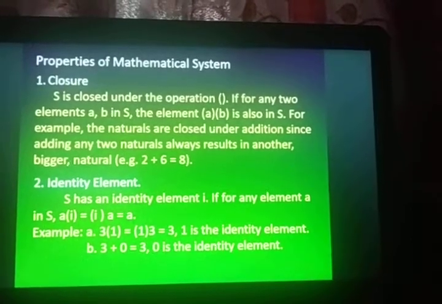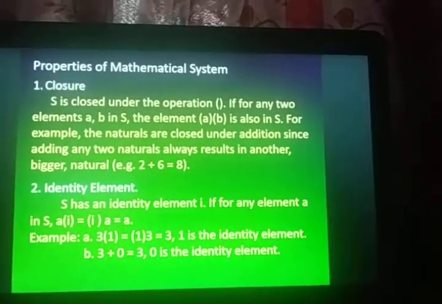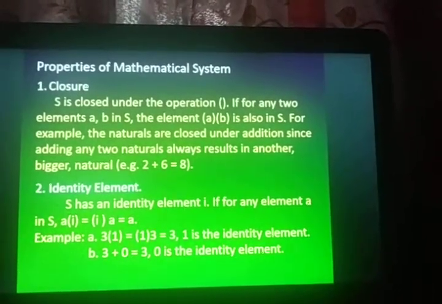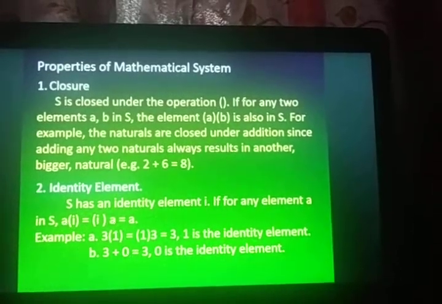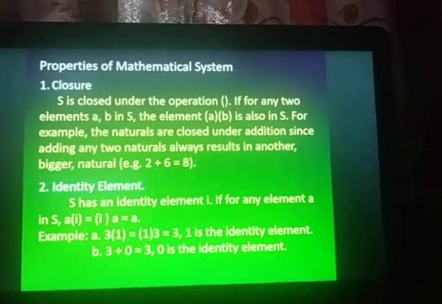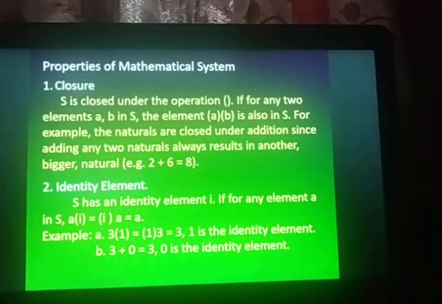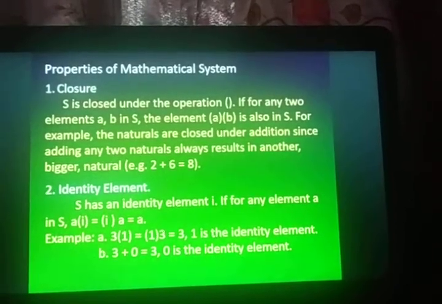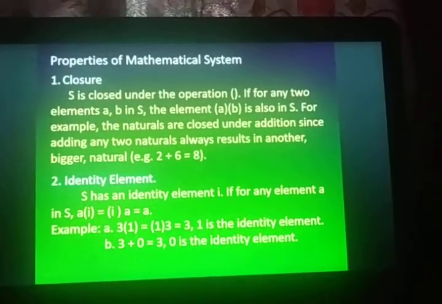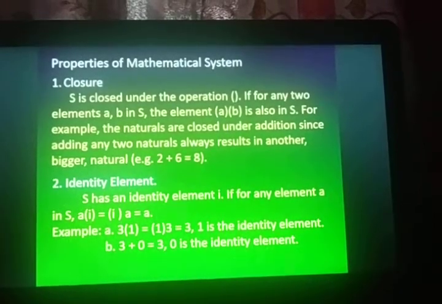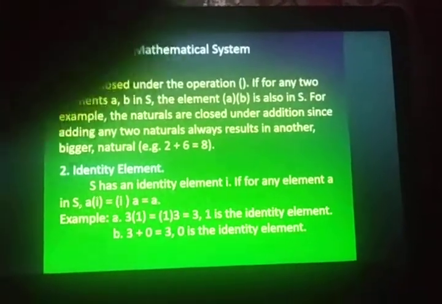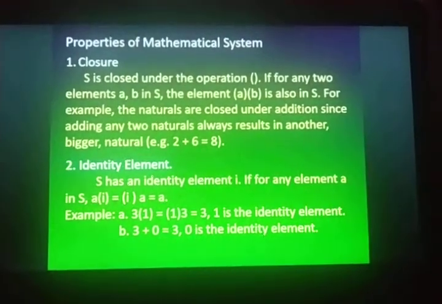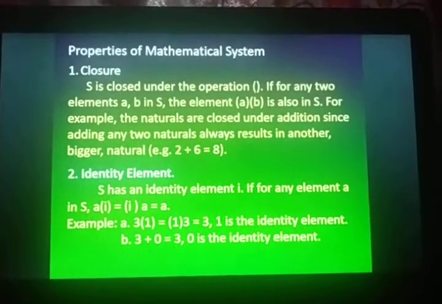Letter B, 3 plus 0 equals 3. 0 is the identity element. It means that any number added to 0 is still the number, like 3 plus 0. The answer is still 3. Now, let's try negative 10 plus 0. The answer is negative 10. How about 1,000,005 plus 0? The answer is still 1,000,005. And so, that's the identity when any number is added to 0. The answer is still the same number.